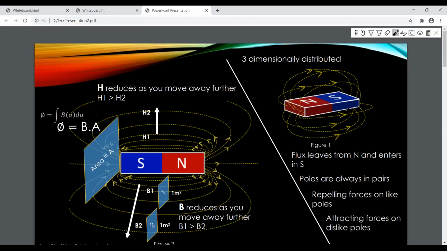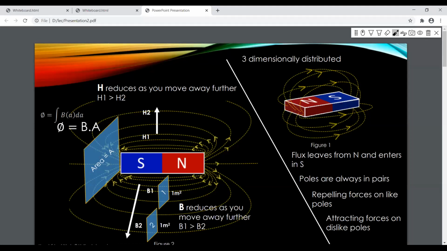And the other thing you should know is that it's not just two-dimensional, like shown in this case. Instead, it's a three-dimensional distribution. In other words, the flux is distributed in all directions, not only in one plane. Instead, it's occupying the entire volume around the magnet, right? And no matter how hard you try, if you break this magnet apart into two pieces, you would again end up with two magnets, each having two poles.